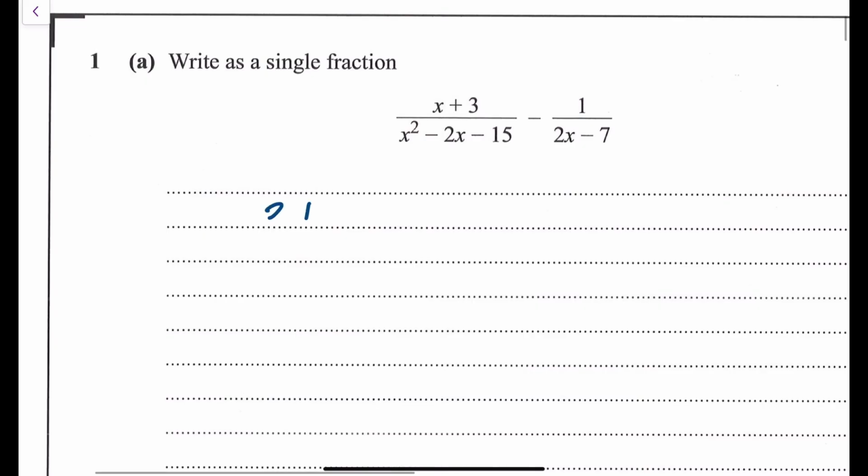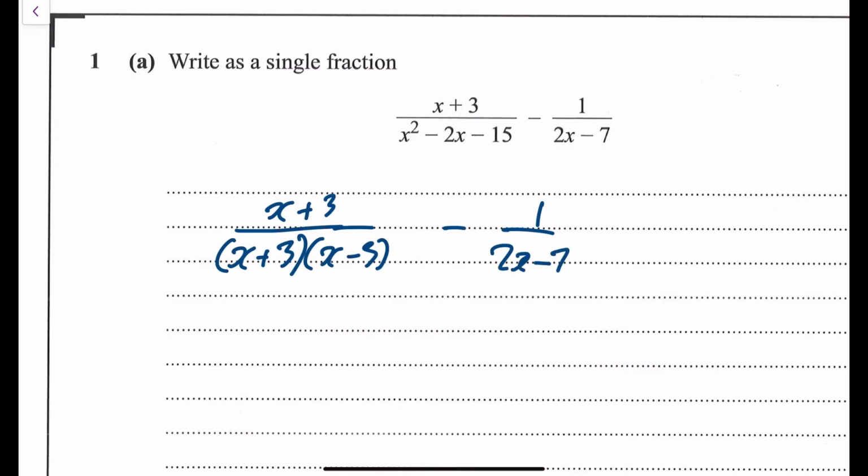So we'll write x plus 3 as our top line. The bottom line could be factorized to be x plus 3, x minus 5. And then that's just minus 1 over 2x minus 7. Let's put that in a bracket, and then we're going to cancel this out. When you cancel that, really what's happening is the x plus 3 divides into itself one time.